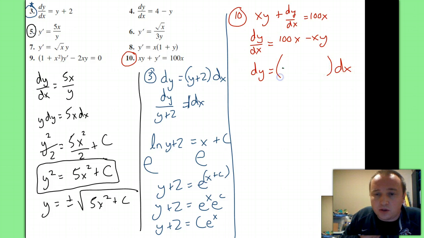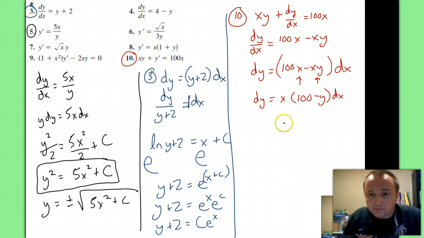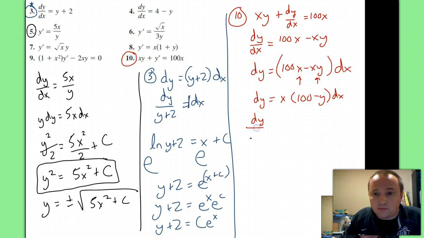You notice that I'm nowhere close yet, right? Because I have an issue. I've got this x times y and I have this x. What is in common for both of those is x. So I can say dy equals x times (100 minus y) dx. Now I can divide and get things on one side.